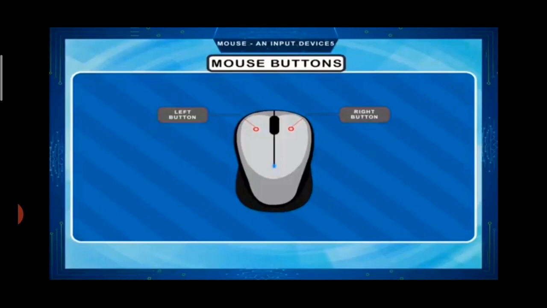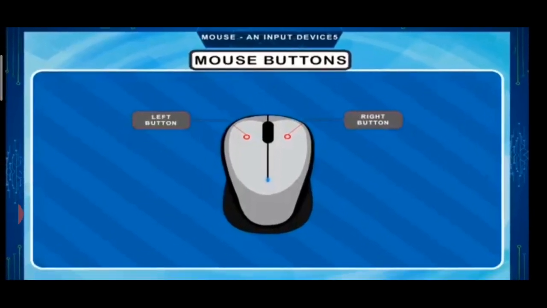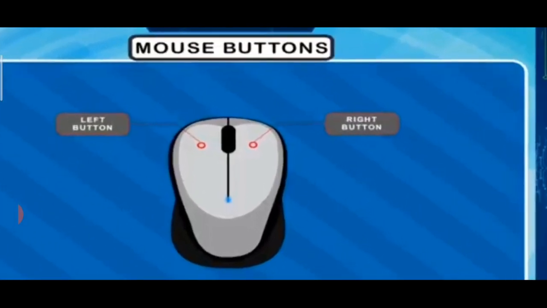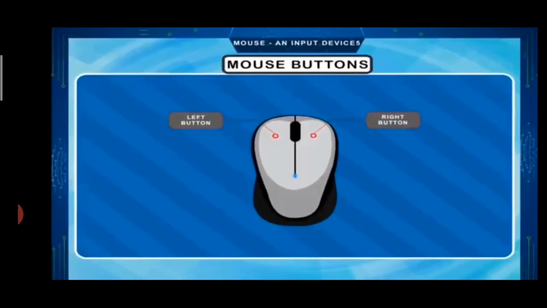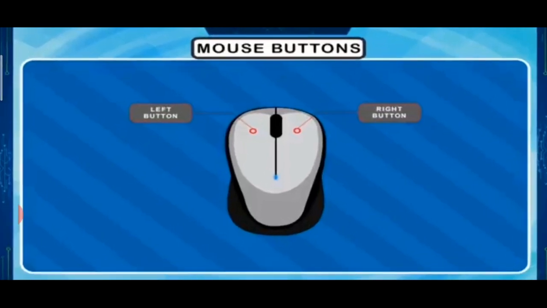Now next is, how many buttons are there in a mouse? There are 2 or more than 2 buttons in a mouse. Basically, it has 2 buttons. The first one is the left mouse button and the second one is the right mouse button, and it also has a scroll wheel at the middle of the 2 buttons.